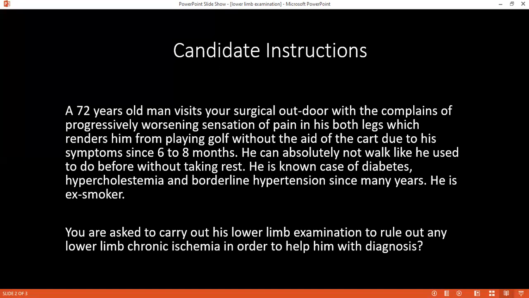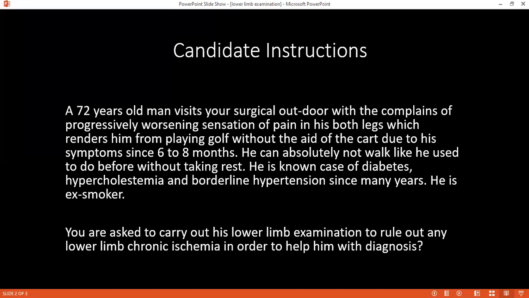Yes, I've examined a 72-year-old male patient with complaints of progressive bilateral pain in the legs. On examination, the patient had signs of nicotine staining in the hands, and on inspection of the lower limbs, the skin was shiny. There was loss of hair, and on palpation, I was not able to palpate the dorsalis pedis and the posterior tibial artery on both sides, and also the Buerger test was positive.